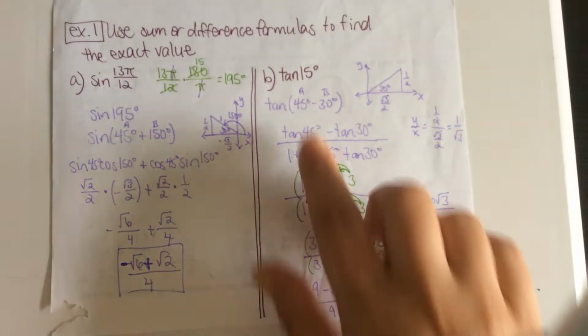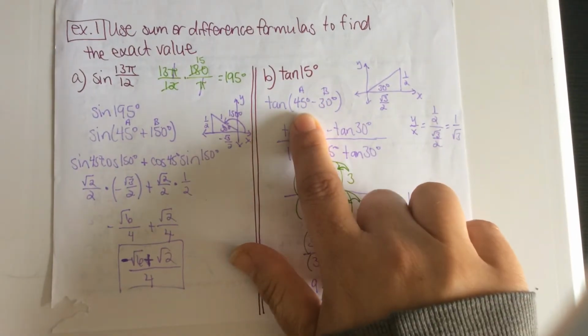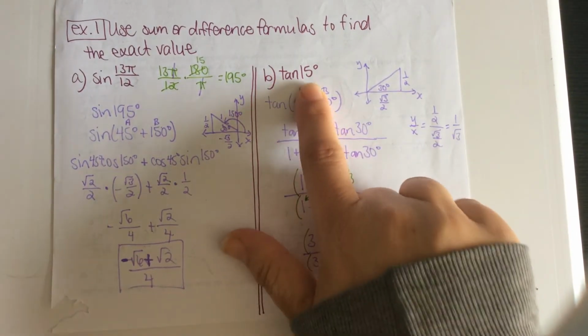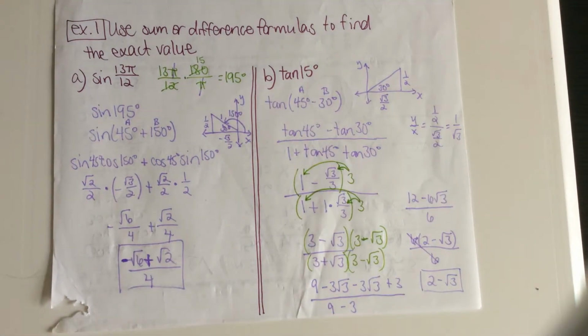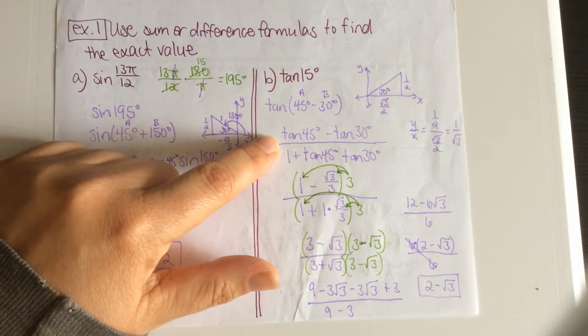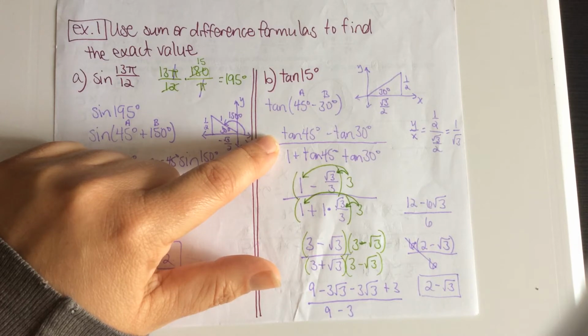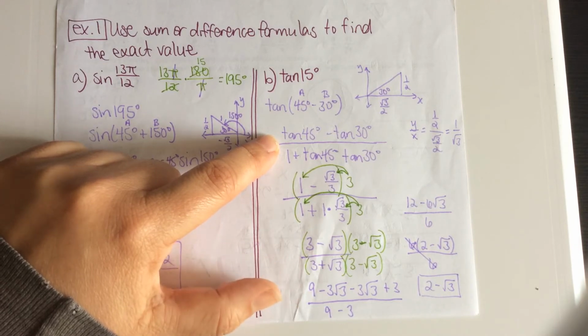Same thing here. We have something that ends in a 5, so I know I'm going to need a 45. 45 minus 30 is equal to 15. And then applying the tangent formula, which I don't have a song for.